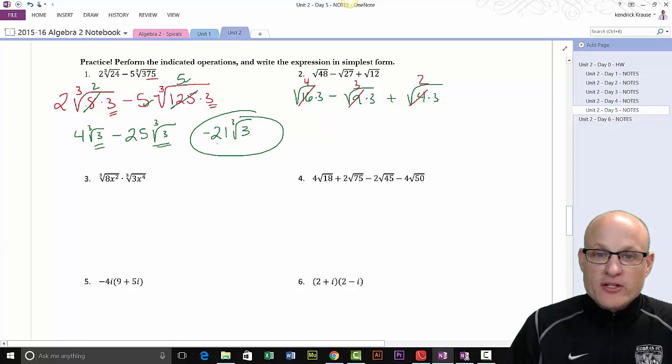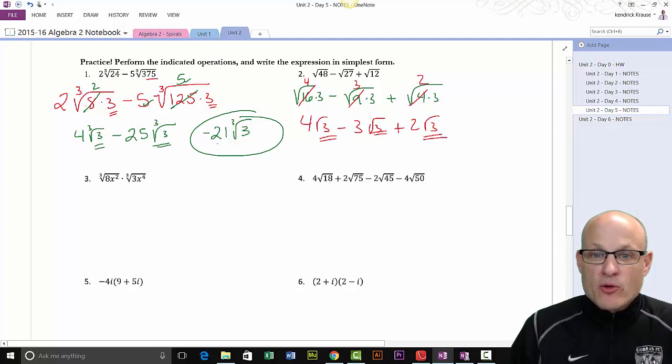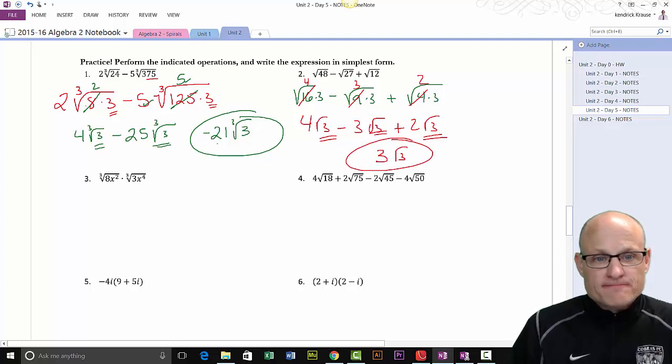Now they all have radical 3. 4 radical 3 minus 3 radical 3 plus 2 radical 3. Now they all have that same radical 3 again. 4 minus 3 is 1. 1 plus 2 is 3. So this is 3 radical 3.